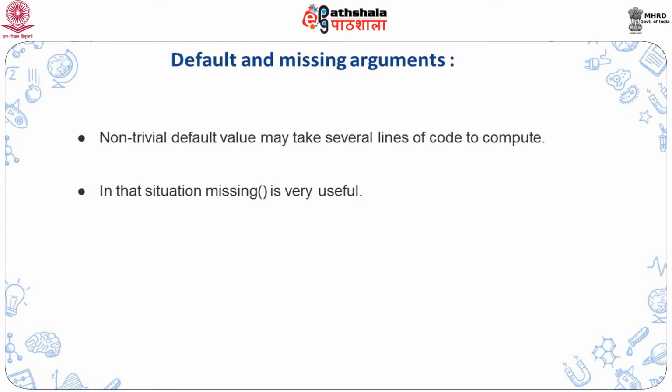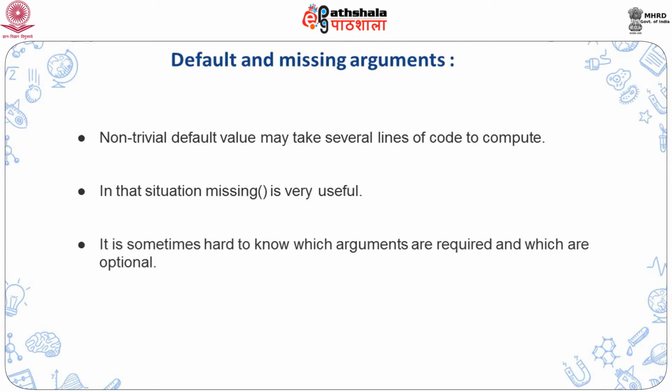Sometimes a non-trivial default value may take several lines of code to compute. In that situation, the missing function is very helpful. So we have other aspects of using missing functions as well. However, it is sometimes hard to know which arguments are required and which are optional. In that situation, set the default value to NULL and use the is.null function to check if the argument was supplied. You might have come across these kinds of arguments before as well.